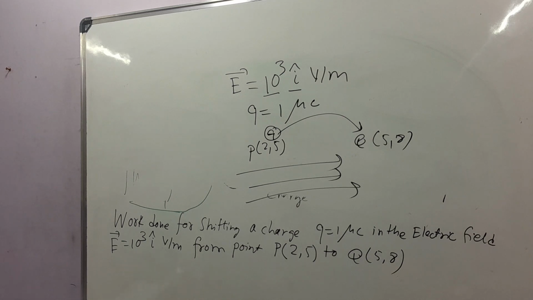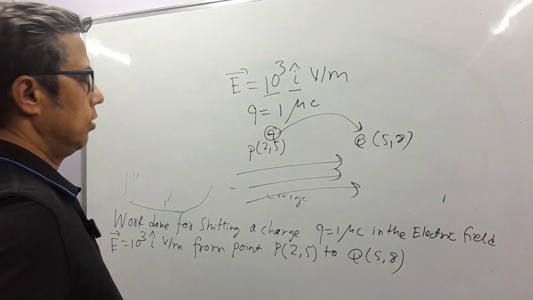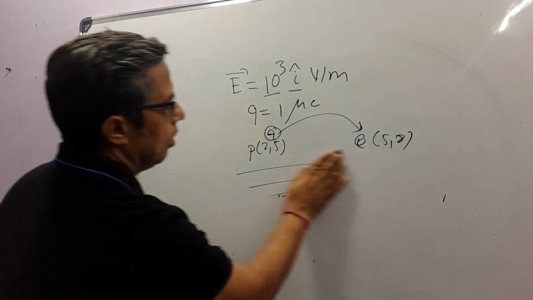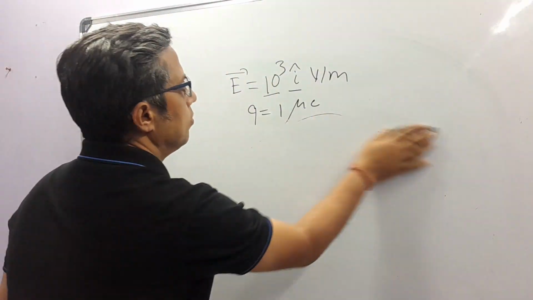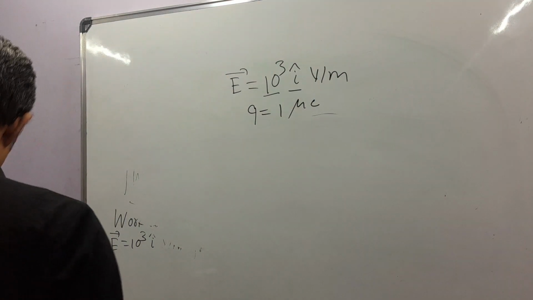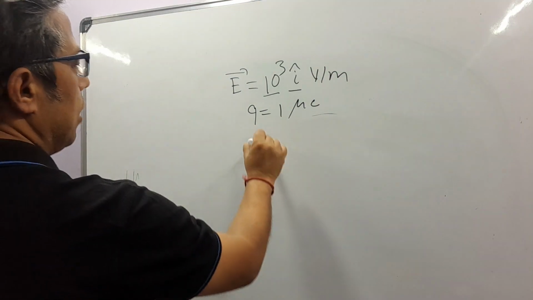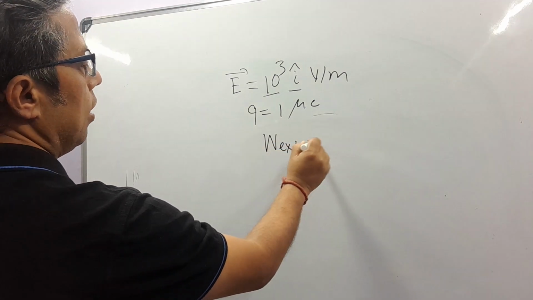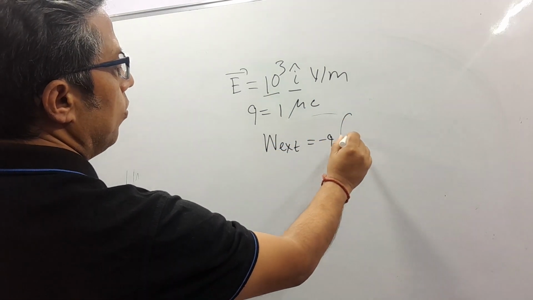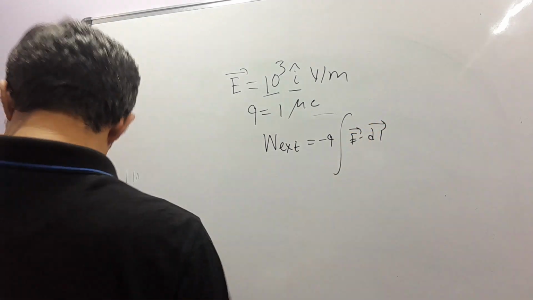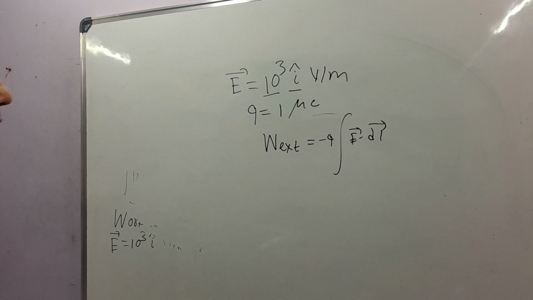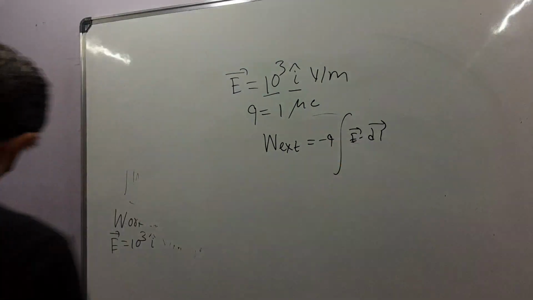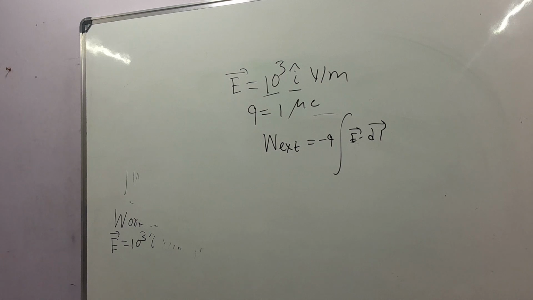So what is the formula we'll be using here? As I already told you, the work done is equal to QE dl. Yeah, we are moving slowly because this is the introductory class. As I told you, work external is equal to minus Q E dl, right? So E is E i cap, dl is, let's say, dx i cap and dy j cap, right?